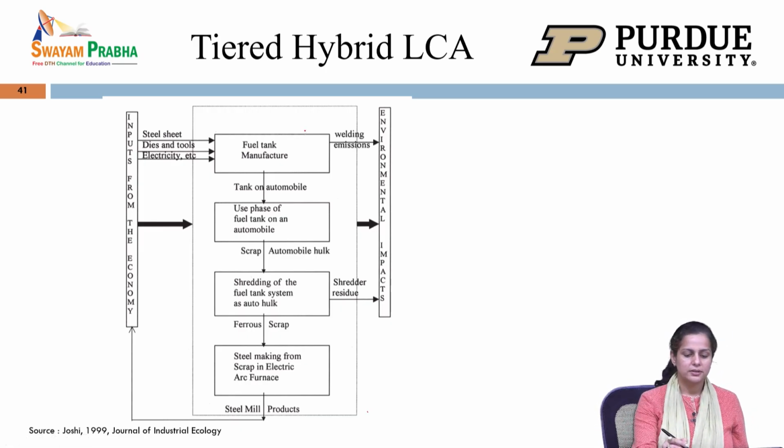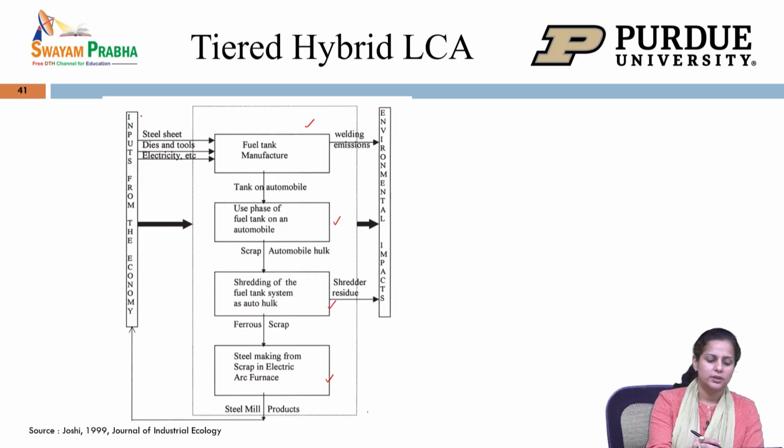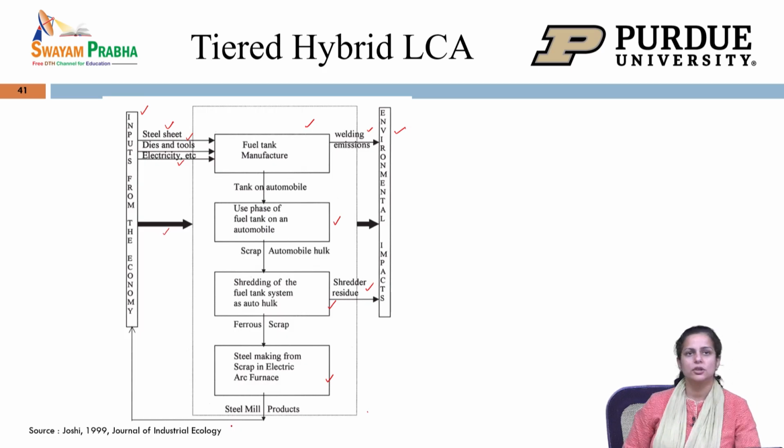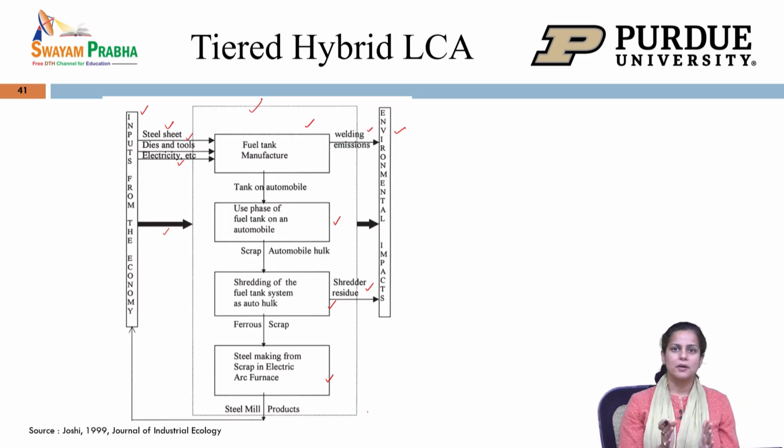What they did was that this whole part of fuel tank manufacturing, use phase, and then shredding, and then the recycling, this was all done using the process LCA, and then you have the inputs from the economy. So, the steel sheet, dies and tools, electricity, etc. was the input from the economy, and for the environmental impact they had welding emissions and shredder residue. So, you can see that they also model the recycle, that some of the steel mill products are going back to the economy.